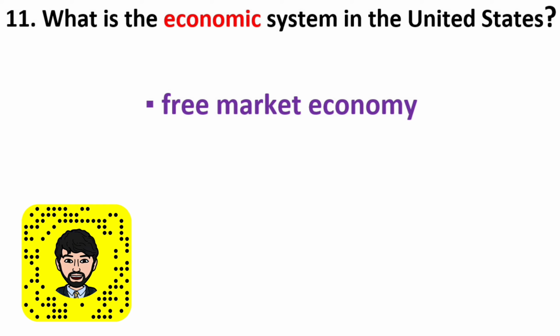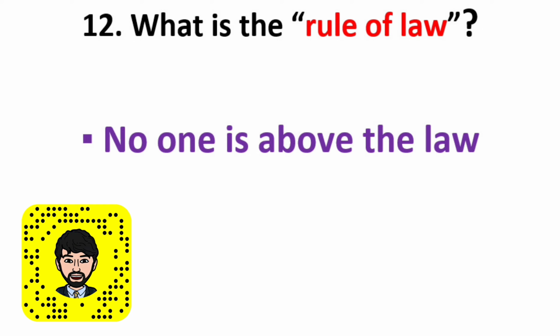What is the economic system in the United States? Free market economy. What is the rule of law? No one is above the law.